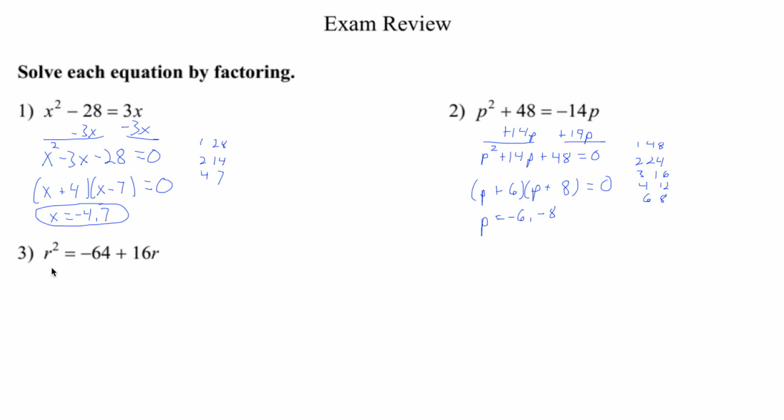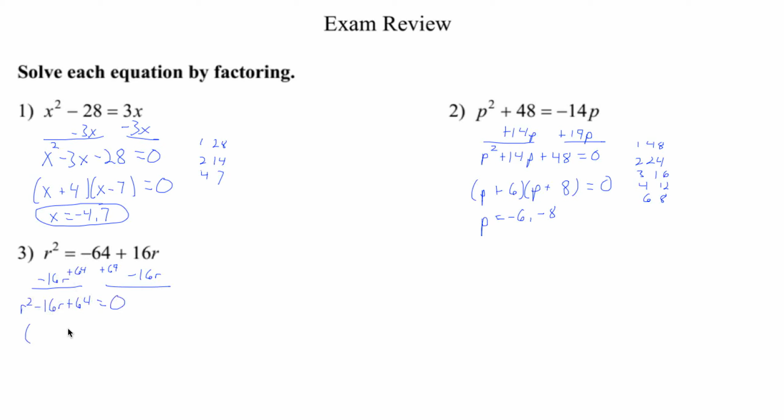Moving on to number 3, we could subtract r squared to this side, but I usually like to have my quadratic term positive, so we'll go ahead and subtract 16r from both sides. And we'll add 64 to both sides, so we can set it equal to 0. And we get r squared minus 16r plus 64. Sorry, the 64 is written weird. It just was running out of room. And that's equal to 0.